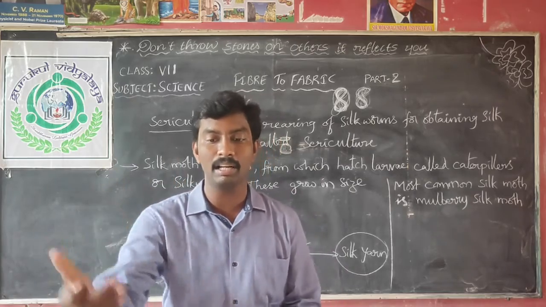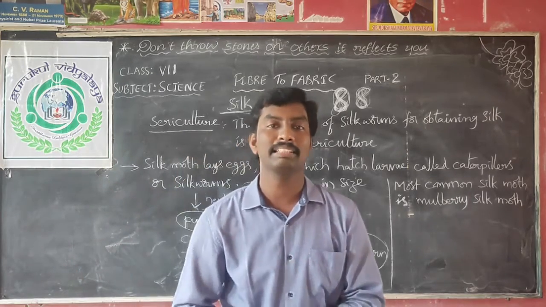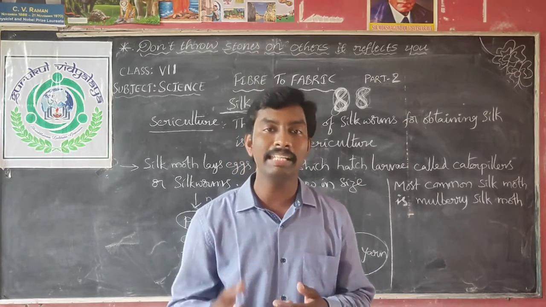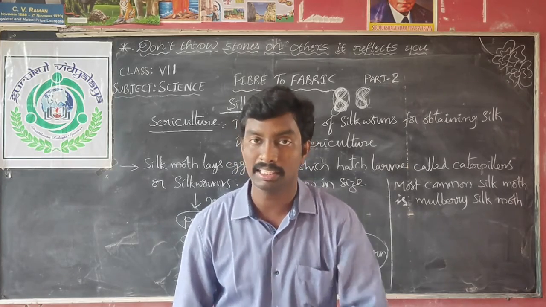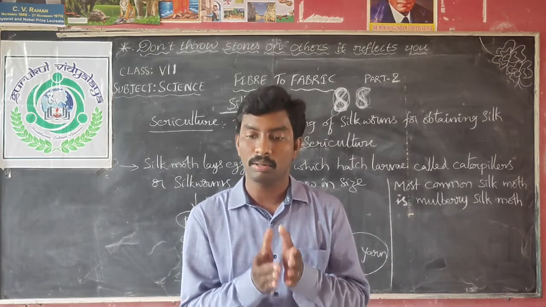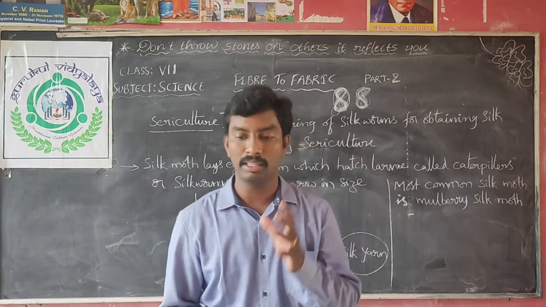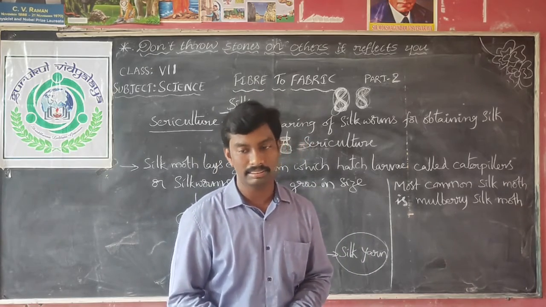This process of taking out threads from the cocoons for use as silk is called reeling the silk. So children, do you understand? This process of taking out threads from the cocoons for use of silk is called reeling the silk.